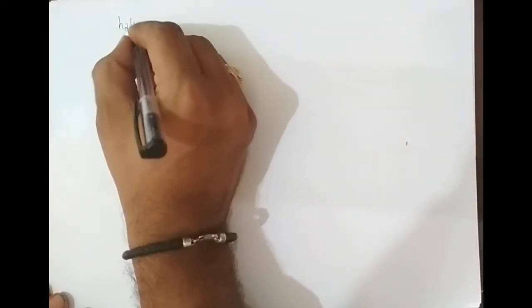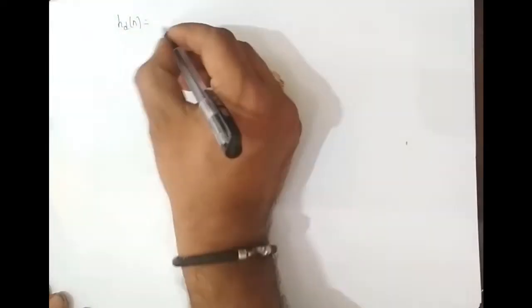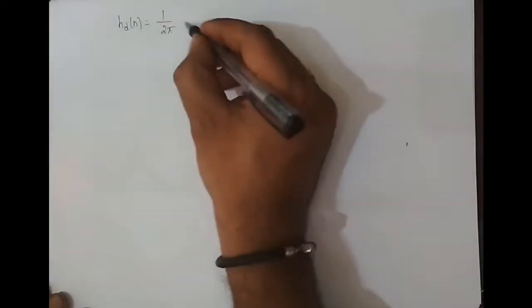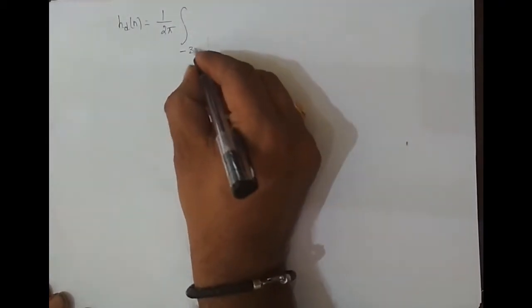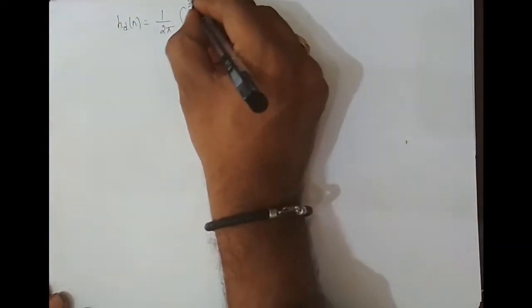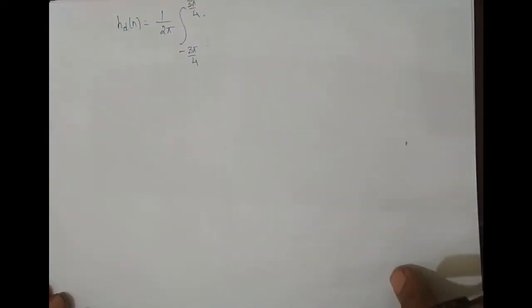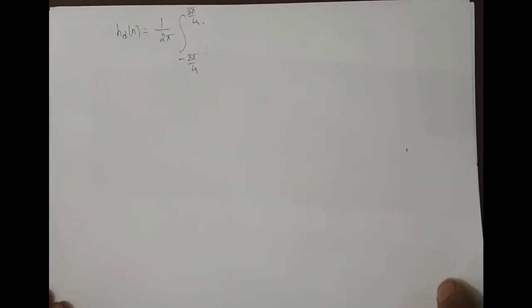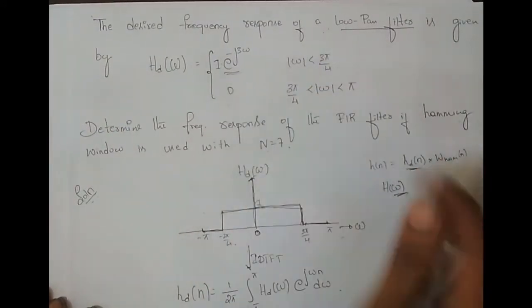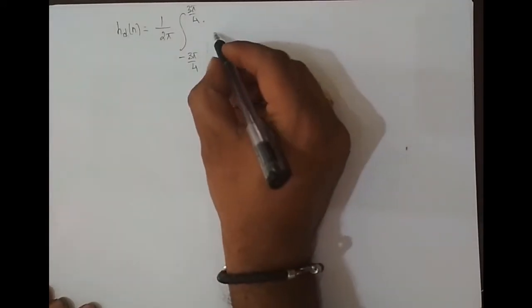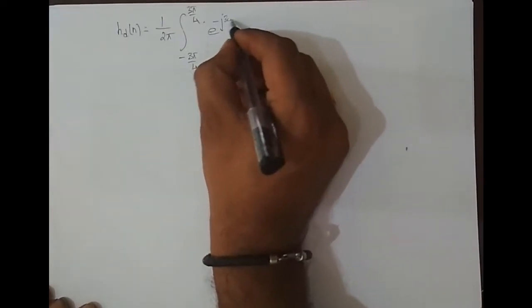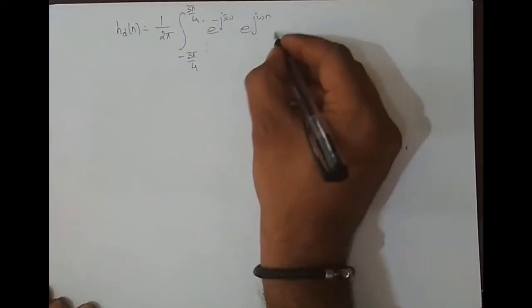So we'll do the integration here. hd of n is equal to 1 by 2 pi integrating from where to where? It is minus 3 pi by 4 to plus 3 pi by 4, because the frequency response is defined only between minus 3 pi by 4 and plus 3 pi by 4. And what is the value in that range? It is e power minus j 3 omega. So it is e power minus j 3 omega into e power j omega n d omega.